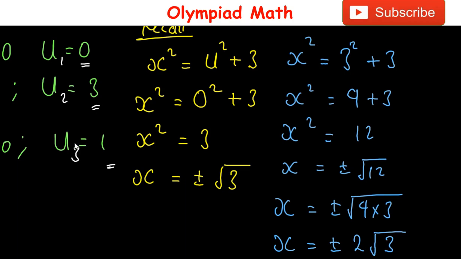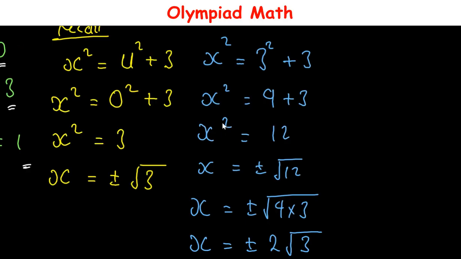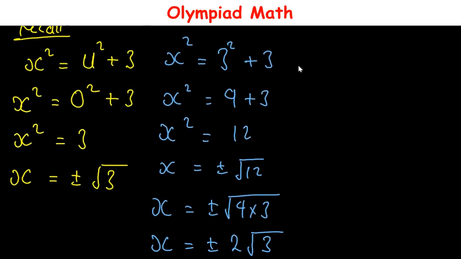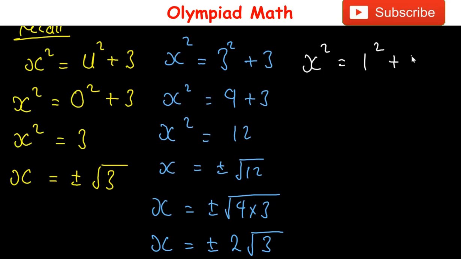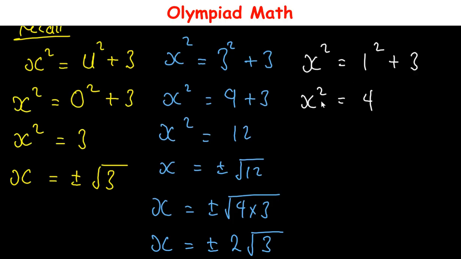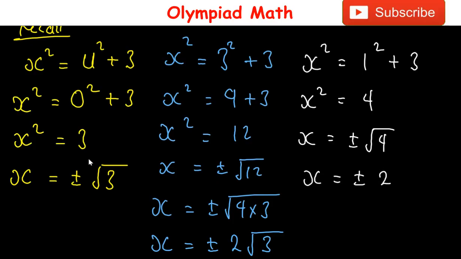Next, for the value of u3 as 1, this equation becomes x squared is equal to 1 squared plus 3. So x squared is equal to 1 squared, which is 1, plus 3, which is 4. And if we square root both sides, x is equal to plus or minus the square root of 4. And the value of x is equal to plus or minus 2. So with this, we have the solutions of x.